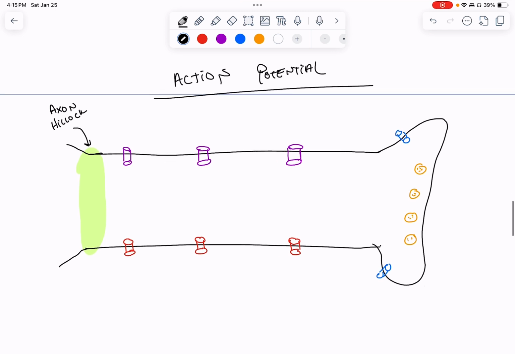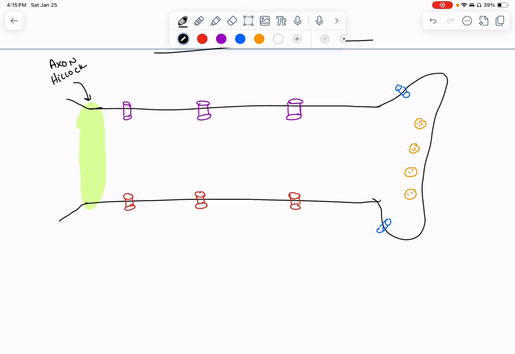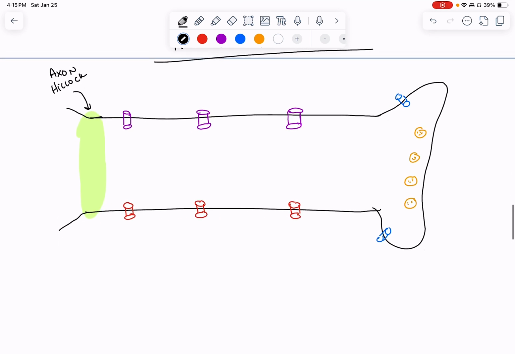Action potential. So now, after the graded potential, we're going to talk about something called the action potential. The graded potential helps us reach threshold, but the action potential is when we actually finally hit that threshold point and this wave moves down the axon from the axon hillock, as I highlighted right here, all the way to the end. Okay, so there's a few things that happen.